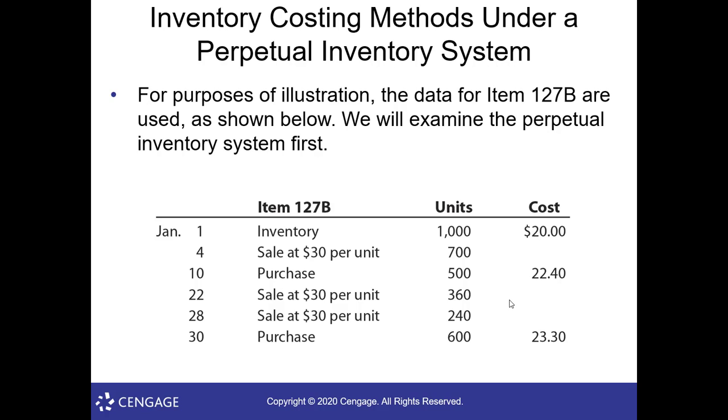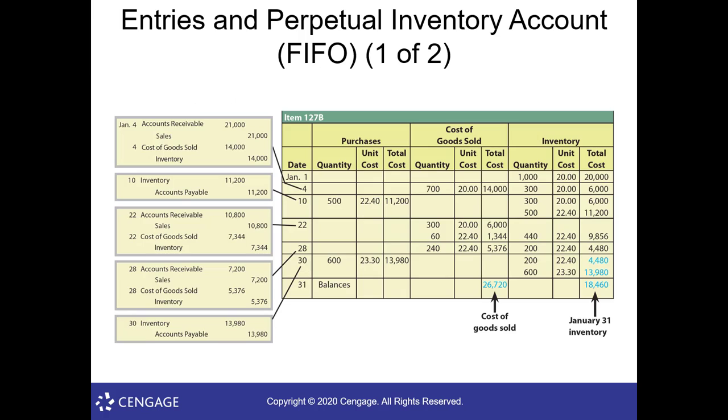Under a perpetual inventory system, I cost out the items at the end of each sale, and we base that on which of the 3 systems. So under FIFO, we have a beginning inventory of 1,000 units at $20. We then sell 700 of those. Those cost $20 because we only have one pool of inventory to buy.